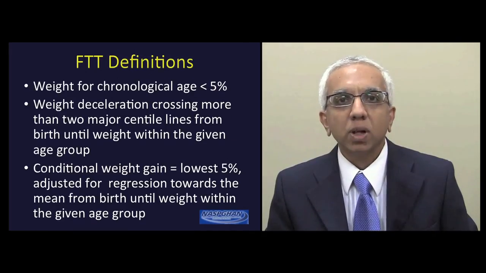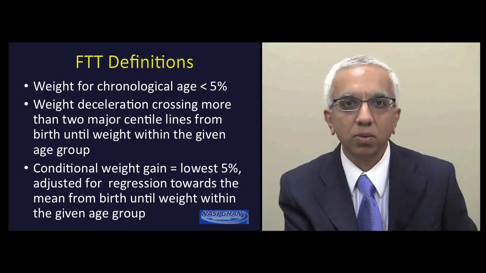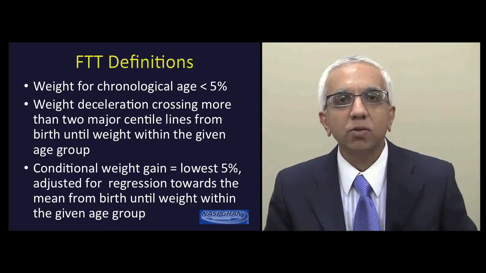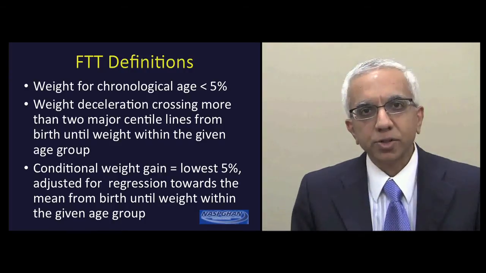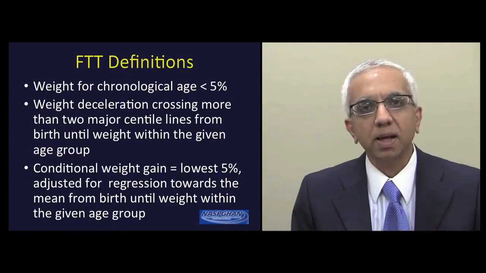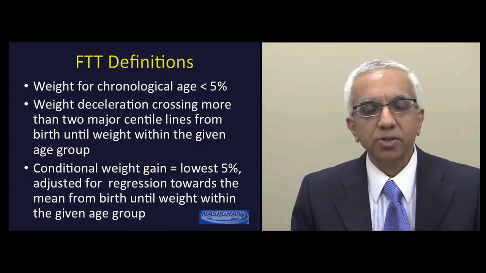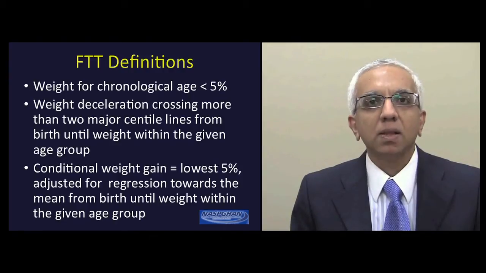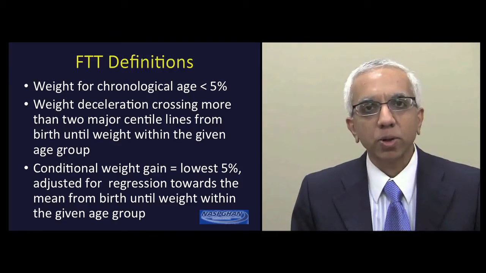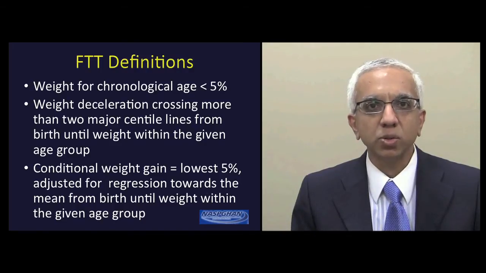The 3 that I will discuss going forward are weight for age less than the 5th or the 3rd percentile. The other definition involves weight deceleration across 2 major percentiles. And finally, the 7th definition refers to conditional weight gain, and it is important to note that there are no specific US charts that chart this. There are WHO growth charts that give us conditional weight gain, but they are not easy to use.